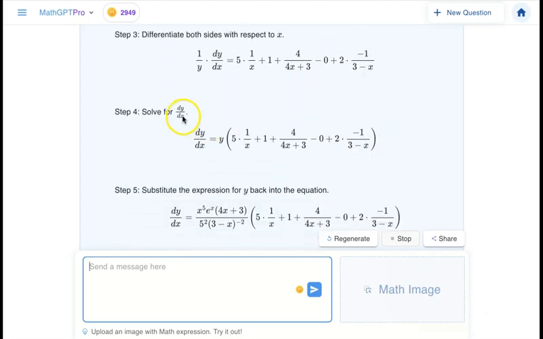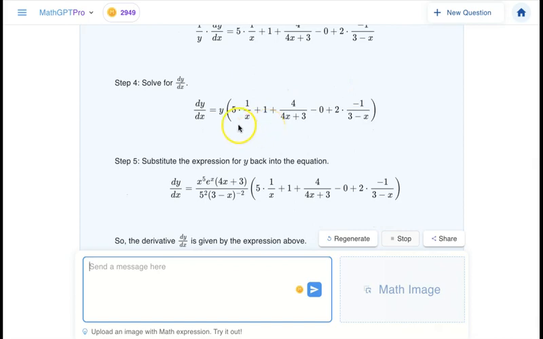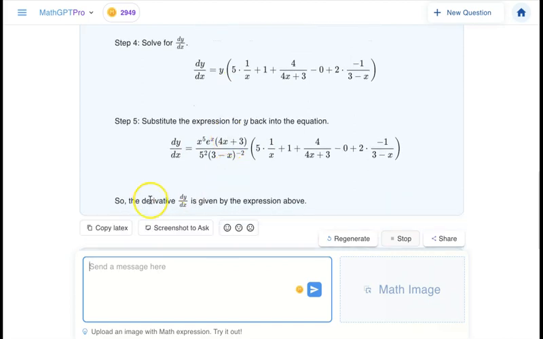And then they solve for dy/dx, so this is, like I said, that last step for logarithmic differentiation. You move the y to the other side, and then you plug in for y. And in this case, y was very hairy. It was this big expression. But that's it. The derivative is given by the expression above. And that's what you'll find in all these problems. It's like, no way, this is really the answer. This is too messy. But it is.